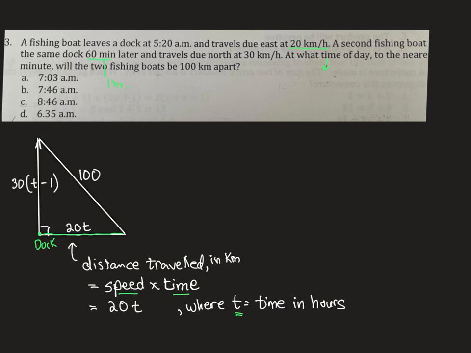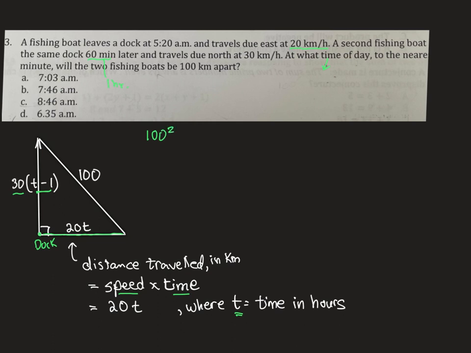Now, the boat that travels north leaves 60 minutes later, or 1 hour later, which means the time that it's going to be traveling is 1 hour less. That's why I've used the expression t minus 1. And it's traveling at a speed of 30 kilometers per hour. So speed, 30 kilometers per hour, times the time, t minus 1, because it was traveling for an hour less than the other boat. Then they tell us that the fishing boats will be 100 kilometers apart. What time does that happen? So we can label the hypotenuse 100, and now we're ready to use the Pythagorean Theorem.